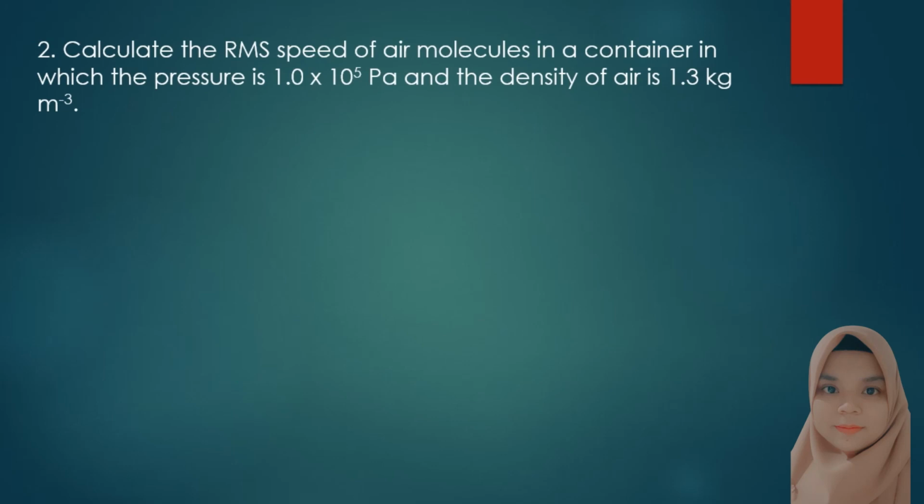Question number 2. Calculate the RMS speed of air molecules in a container in which the pressure is 1.0 multiplied with 10 power of 5 Pascal and the density of air is 1.3 kg m power of negative 3.